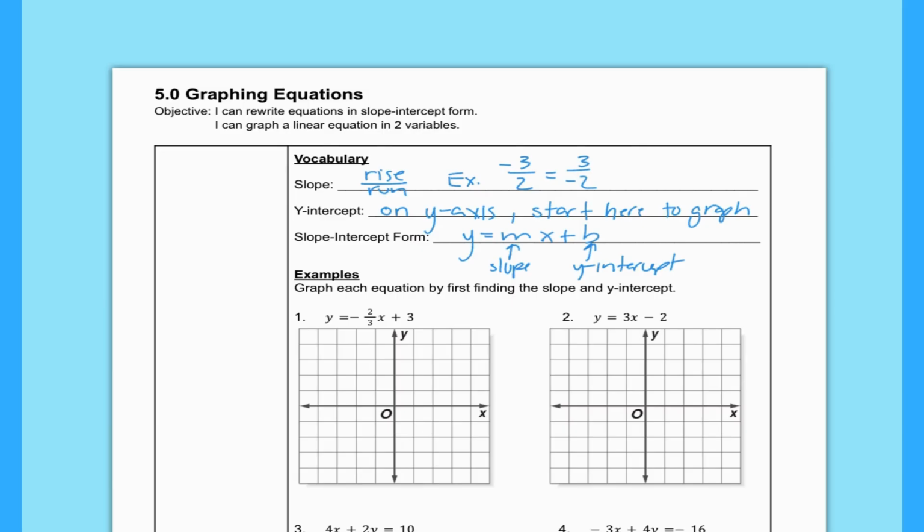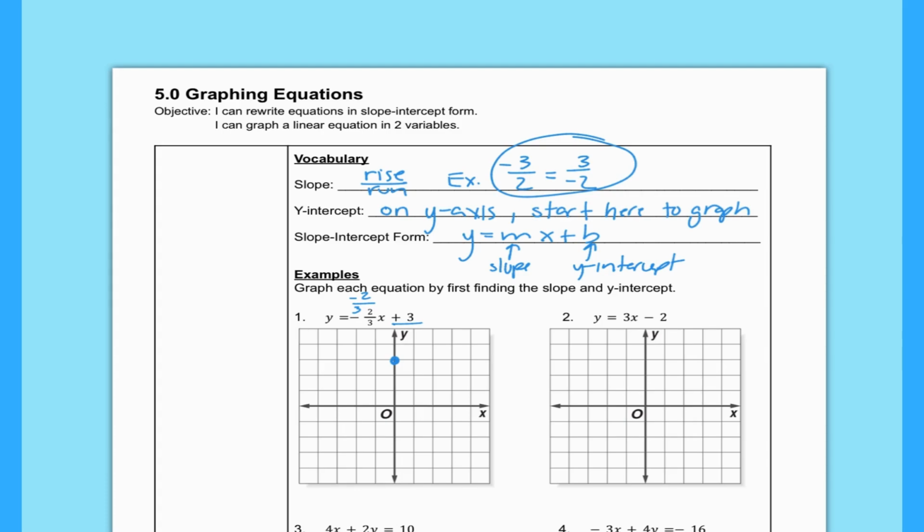Number 1 is already in slope-intercept form, so I can go right to graphing. Our y-intercept is a positive 3, so on the y-axis we're going to go up to positive 3. Our slope is negative 2 over 3. So kind of how we talked about up here, those equivalent slopes, I've got one negative sign. I could choose to either move the negative to the top on the 2 or to the bottom on the 3. Let's choose to make the 2 on the top right now. So negative 2 over positive 3.